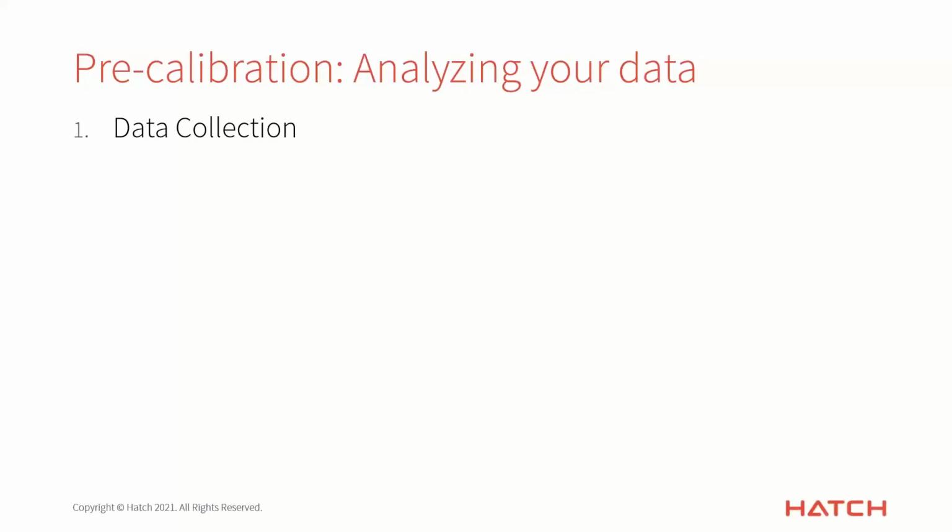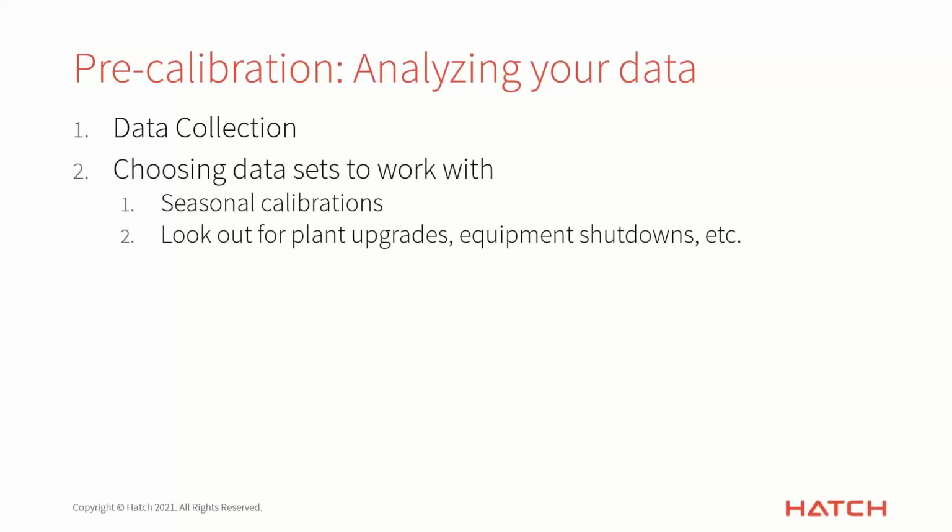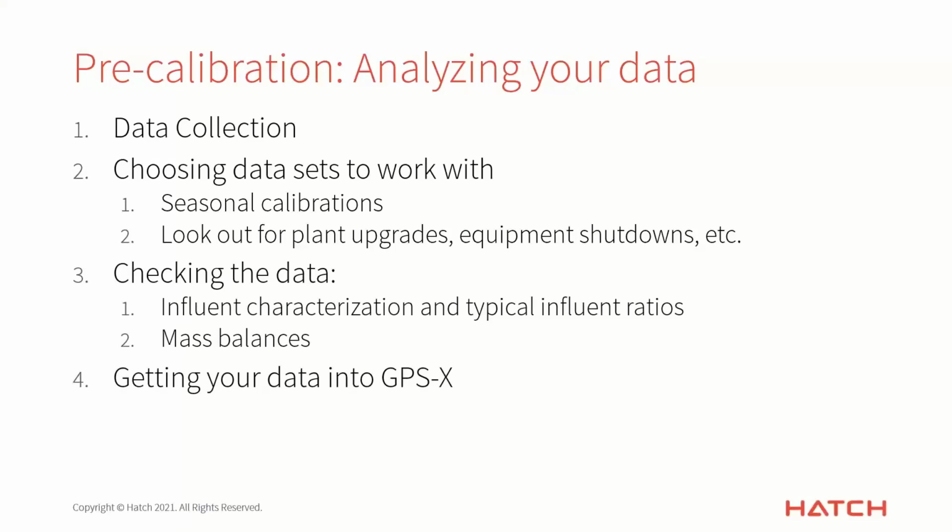So here is an outline of what we're going to be talking about with respect to data analysis: data collection, then choosing data sets to work with. So if you want to do a seasonal summer calibration and a winter calibration, also just mentioning that you need to look out for times where there were plant upgrades or equipment shutdowns. Then checking the data, so this is looking at the influent data, specifically looking at the characterization and comparing it to some typical influent ratios, and then also checking the mass balances, so that's just the mass balances around the clarifiers, and then finally getting your data into GPS-X.